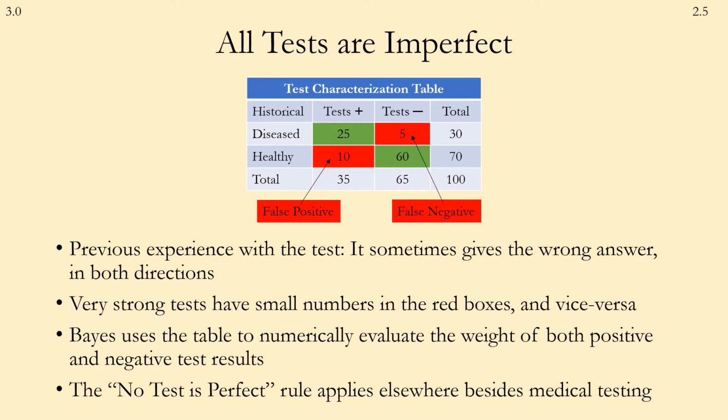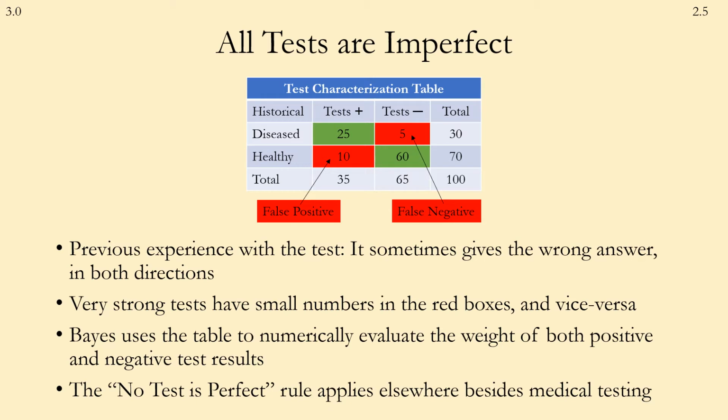Here's where we make the point that all tests are imperfect. And once again, most people understand the notion that sometimes tests come back with the wrong answer. And these are called false positives and false negatives. And what we've done here is create a table which is made up of historical data with this test.